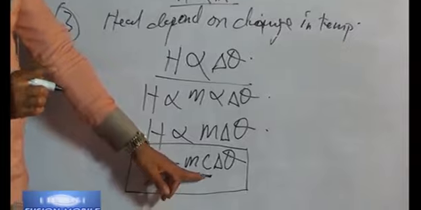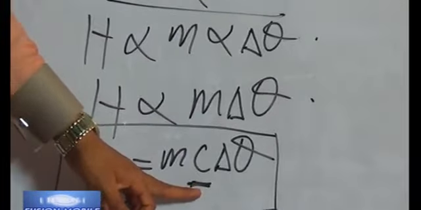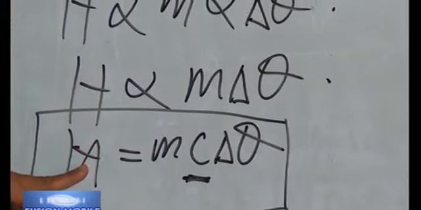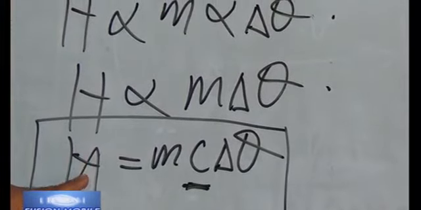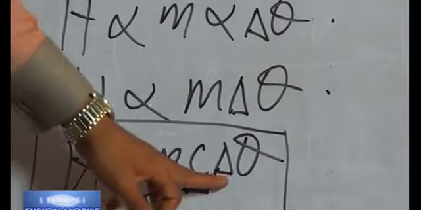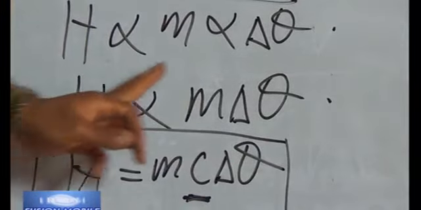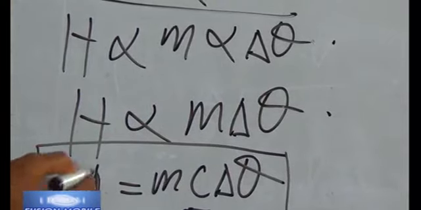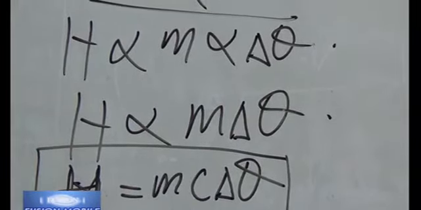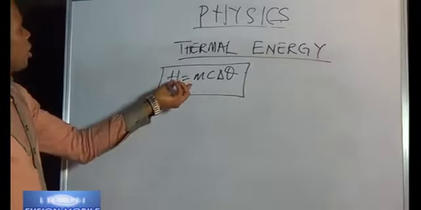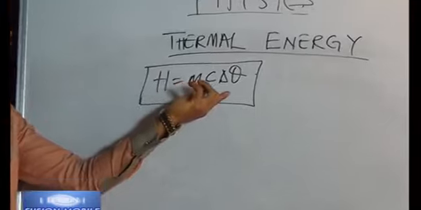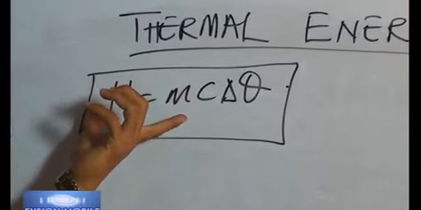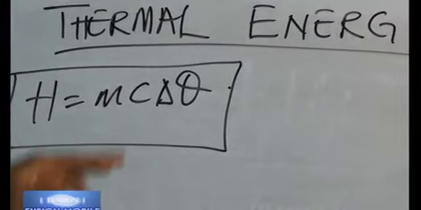I called it specific heat capacity. That is the constant of proportionality. While this is the heat absorbed or quantity of heat, this is the mass and this is the change in temperature. Here they are proportional, but at this place it is equality and no longer proportional. And this is the equation of quantity of heat.